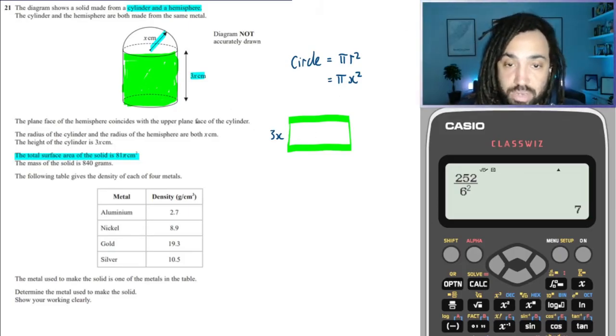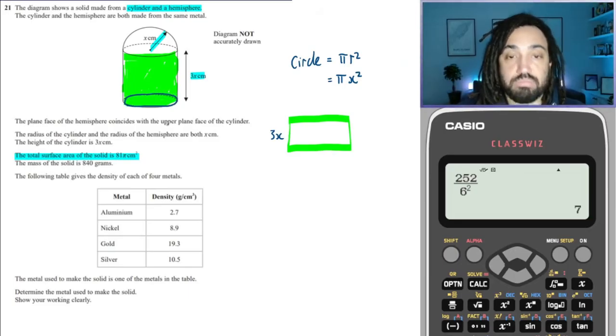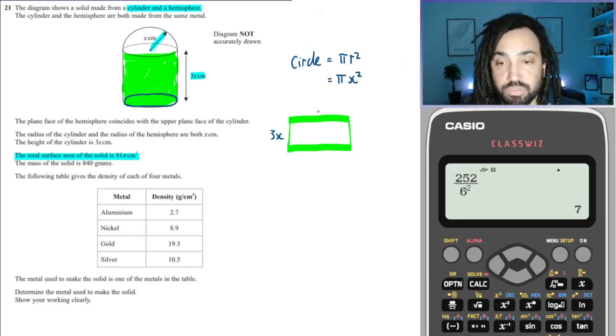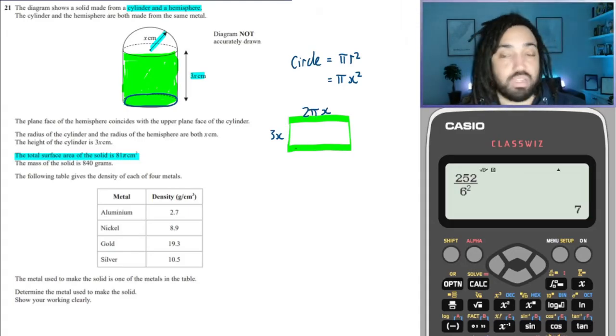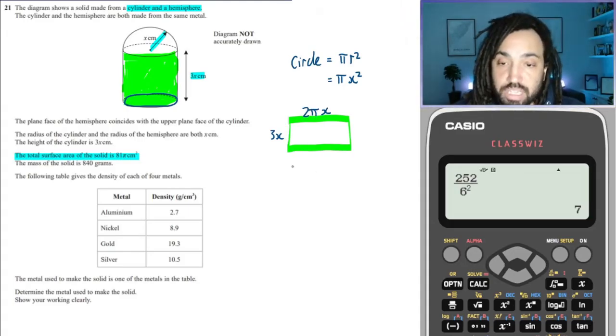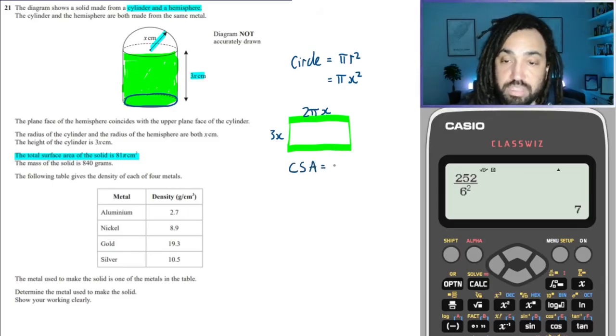Now, the width of that label is all the way around the circle, like that. So it's the circumference of the circle. And the circumference of the circle is 2 pi r, which in this case r is x. So the curved surface area of the cylinder is equal to these two things multiplied together, which is going to give us 6 pi x squared.